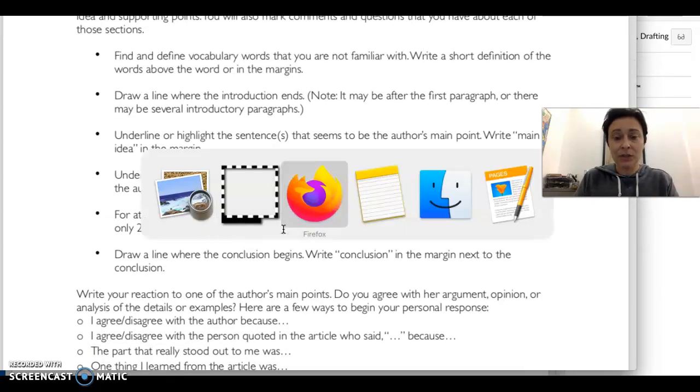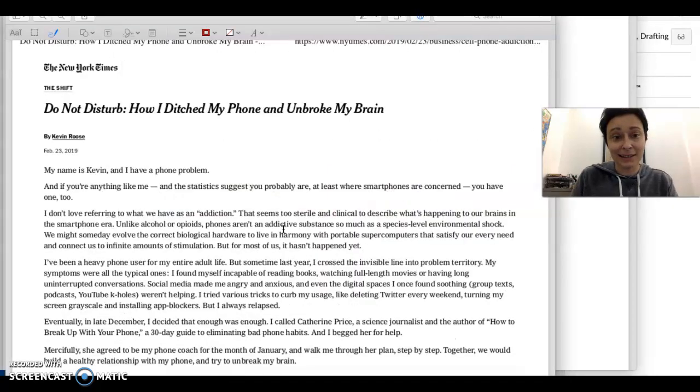So I want to start by demonstrating what my annotating process looks like, and I'm going to use the article that you read last week. And this was called Do Not Disturb How I Ditched My Phone and Unbroke My Brain. So one thing that I also do in all of my classes, and I also take classes at SMC as well, and I've been taking them online since COVID, is I always download all of the essays or articles that we read if they're online sources, and then I can annotate them using whatever my PDF viewer is. So if you have questions about how to do that, I'd be happy to show you.